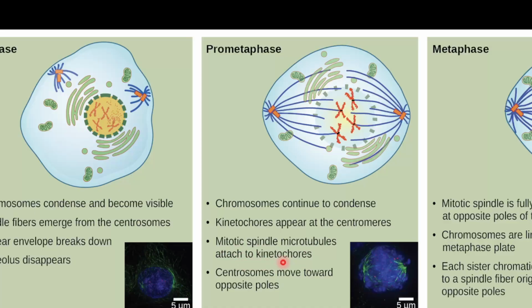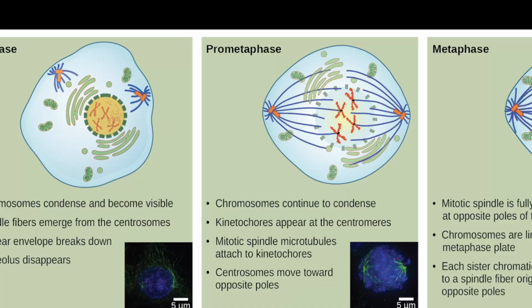So the spindle fibers, which are originating from the centrosomes, will now attach to the kinetochores, or to the center of these chromosomes. Centrosomes move toward opposite poles. They slightly orient themselves towards the opposite pole.